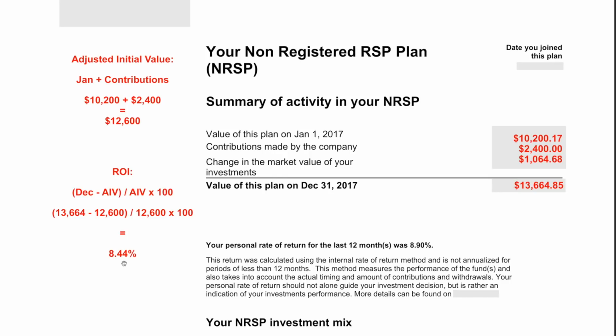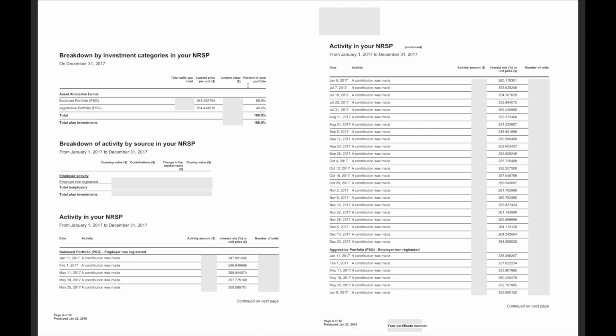Now, as I said before, these are not completely accurate results. If we look, this particular form shows that my actual return on investment in this account was 8.9%. The number that I generate, this 8.4, will always be slightly lower than your actual return on investment using this method. Let's take a look at the other account.